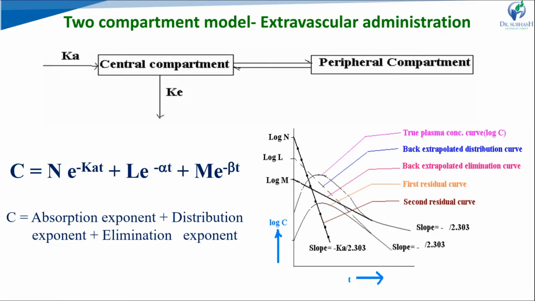The plasma concentration at any given time is derived by the equation C is equal to N e raised to minus Kt plus L e raised to minus alpha t plus M e raised to minus beta t. So here C is the sum of the absorption exponent, distribution exponent and elimination exponent. K is the absorption rate constant, alpha is the distribution rate constant, and beta is the elimination rate constant, and the coefficients are L, M, N.